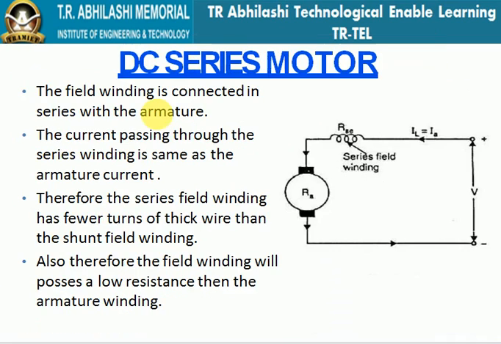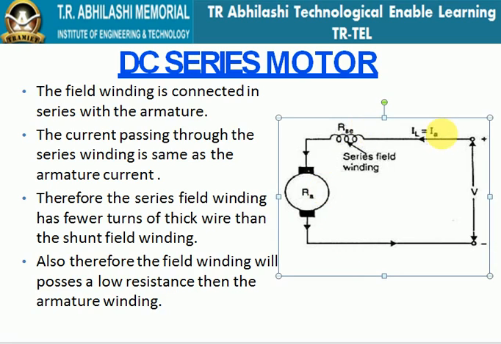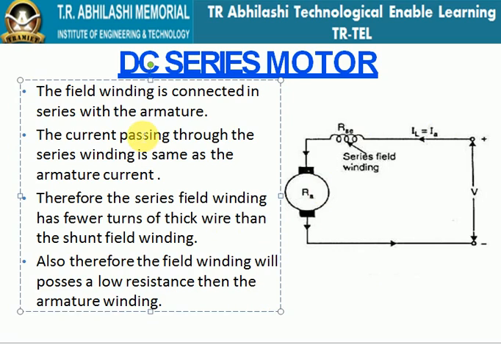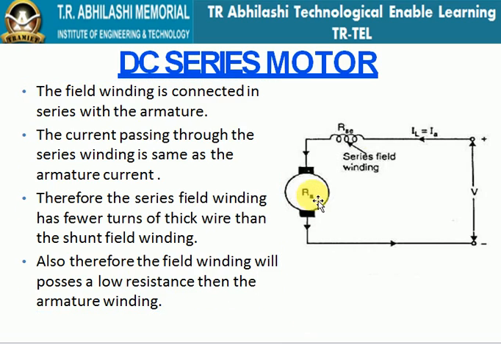But here in this case, if this is IA and this is the IL, the same current I is flowing through this, through this, and through this. What do you mean? The current passing through the series winding is the same as that of the armature current, and therefore the series field winding has fewer turns of thick wire than the shunt field winding. Also, therefore, the field winding will possess a lower resistance than the armature winding.